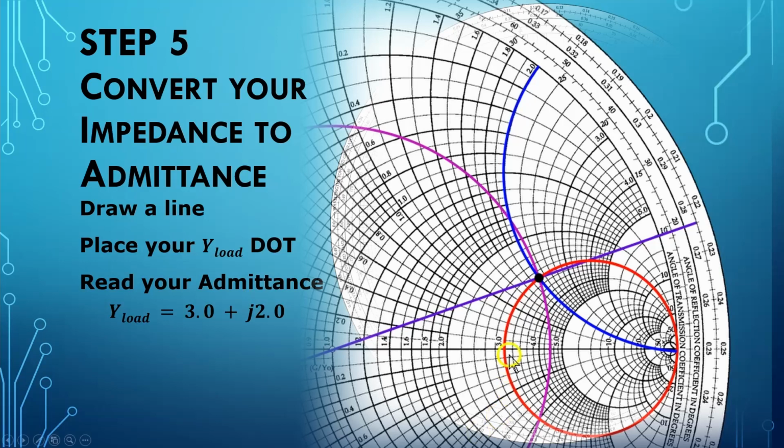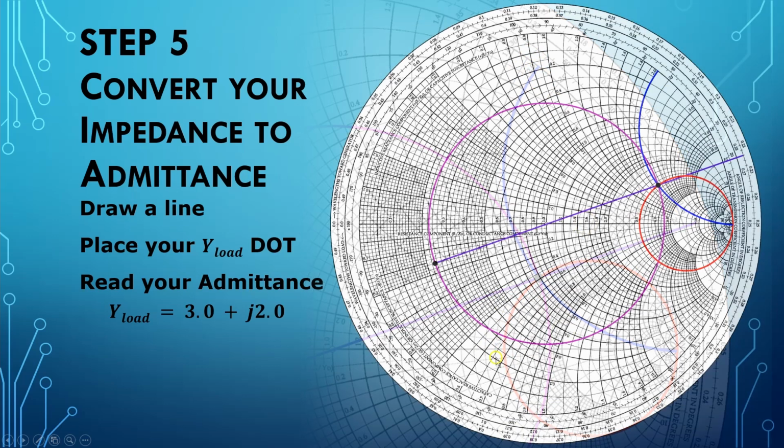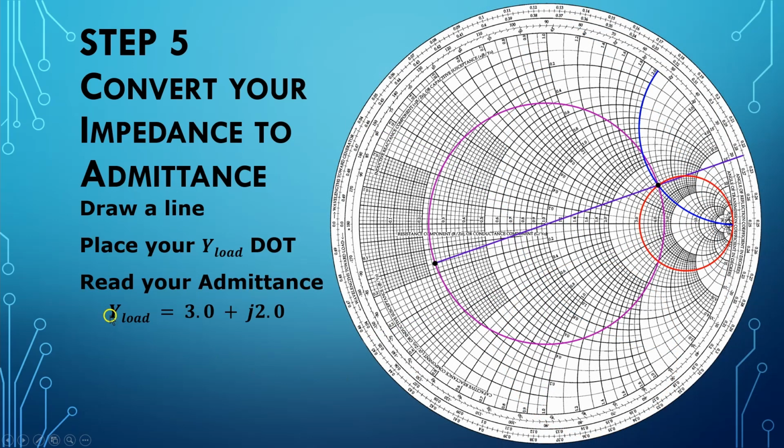We locate the real circle, which is this red one here. We locate the reactive, which is this one here. And we see right here, we have a 3.0 circle and a 2.0 circle. So Y, or the admittance of the load, is 3.0 plus J 2.0. And we know it's a plus because we're in the northern hemisphere of the Smith chart.